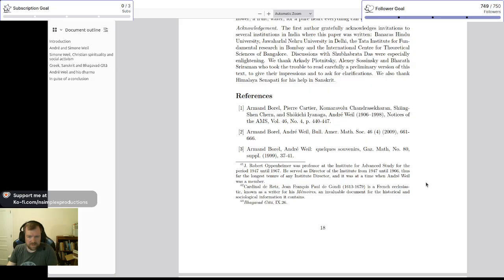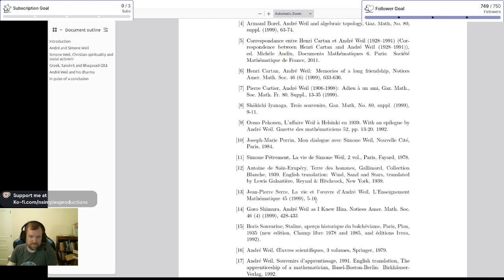Cardinal de Retz, Jean-François Paul de Gondi, 1613 to 1679, is a French ecclesiastic known as a writer for his Mémoires, an invaluable document for the historical and sociological information it contains.